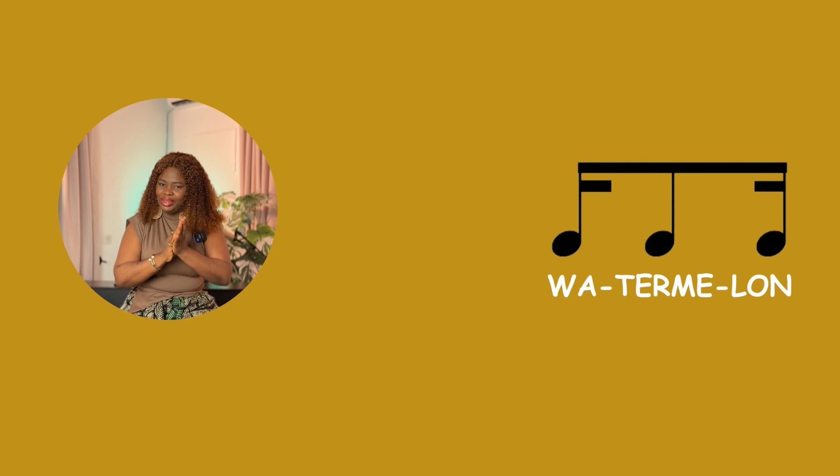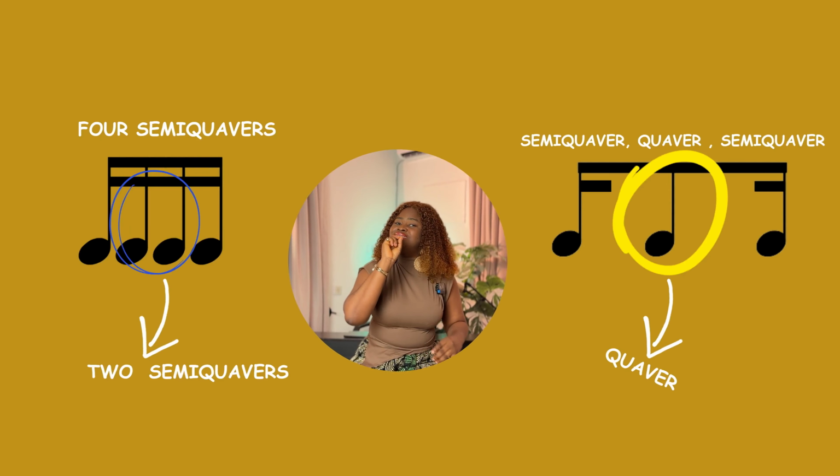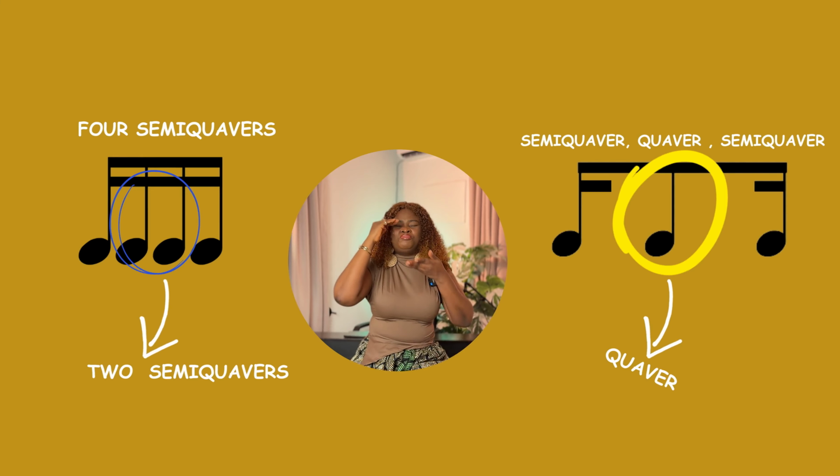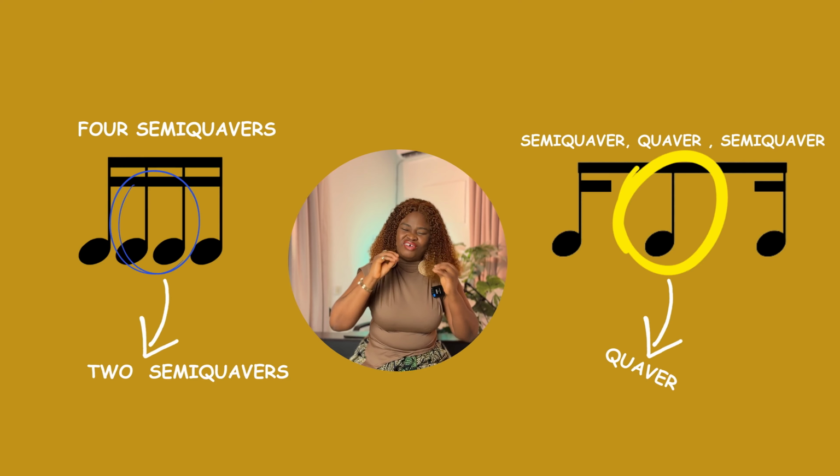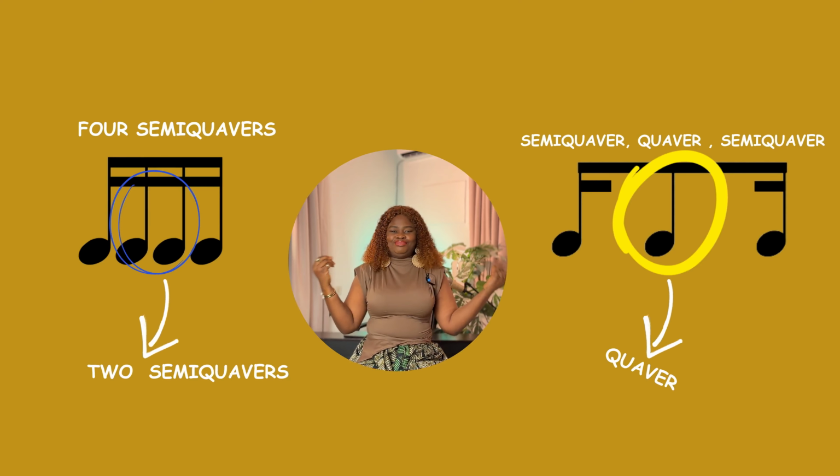Watermelon, watermelon. So the middle quaver is taking the place of two semiquavers. So the pattern actually is from the family of the 4 semiquavers.